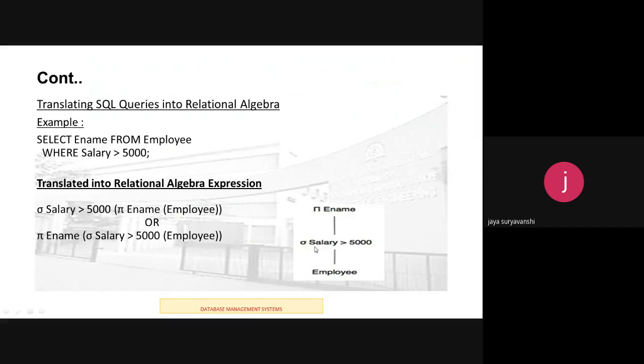A sequence of primitive operations that can be used to evaluate the query is the query execution plan or query evaluation plan. This diagram indicates that the query execution engine takes a query execution plan and returns the answer to the query. This query execution plan minimizes the cost of the query evaluation. So this is all about translation.